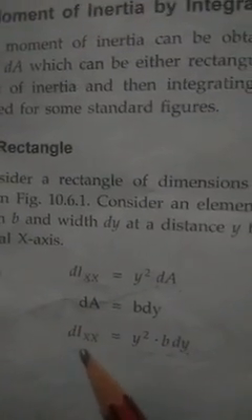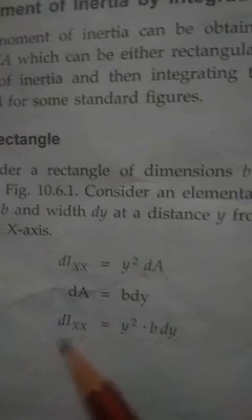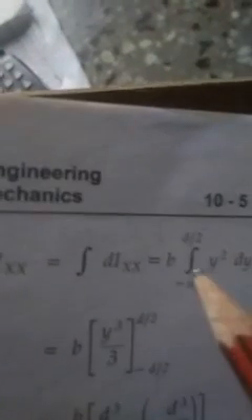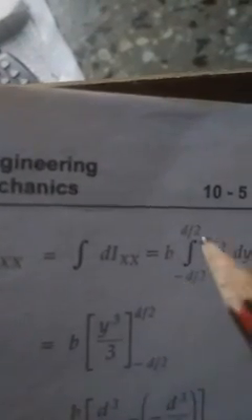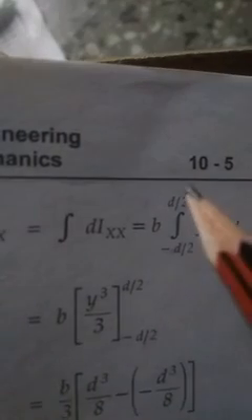Now you have to do the integration. The d is for a small differentiation of the smaller element, so if you integrate dIxx on the left-hand side, you will get Ixx. On the right-hand side, B is a constant, so you take it outside. The limits, as told previously, are minus d by 2 to plus d by 2.